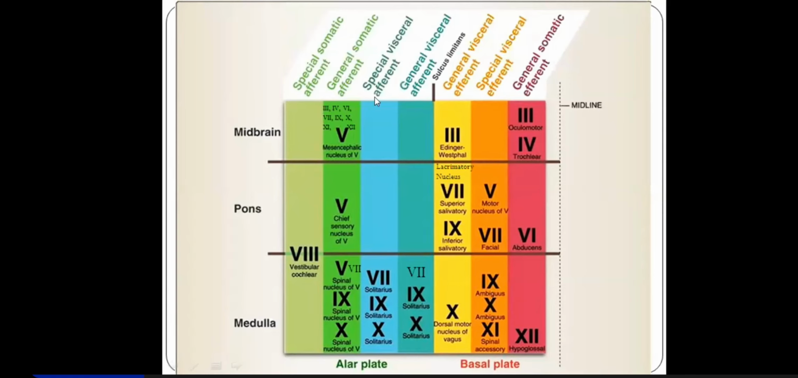So this special visceral afferent will also be located in the upper portion of the nucleus tractus solitarius. And here the taste sensation will be brought in from the anterior two-thirds of the tongue and the palate, except the circumvallate papillae.